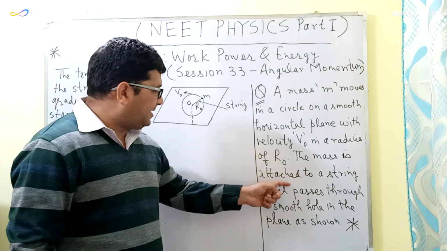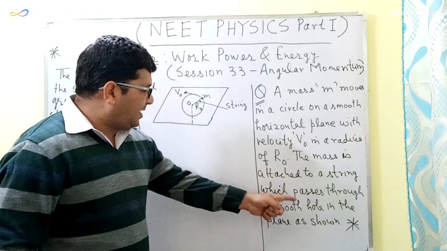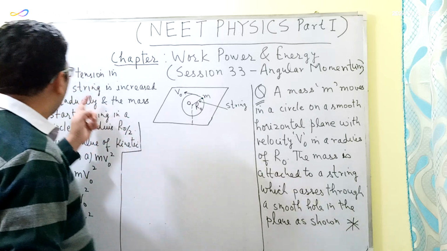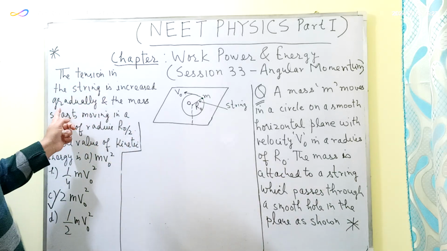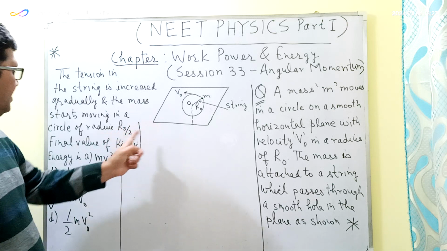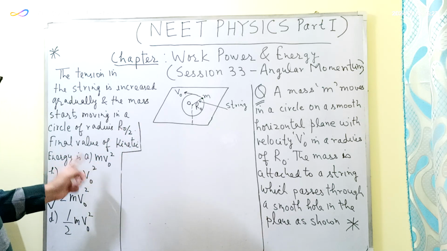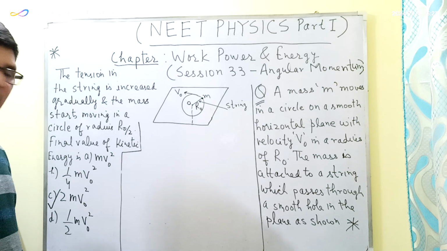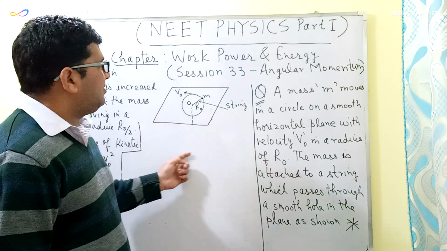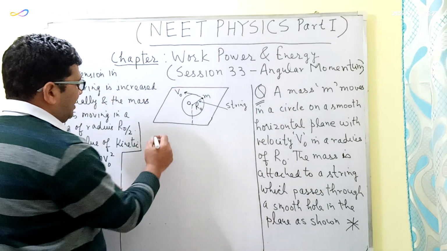The mass is attached to a string which passes through a smooth hole in the plane as shown in this figure. The tension in the string is gradually increased and the mass starts moving in a circle of radius r naught divided by 2. So the final value of the kinetic energy is, so there are four options here and we have to find the correct one. So in this question, we will be utilizing the concept of law of conservation of angular momentum.